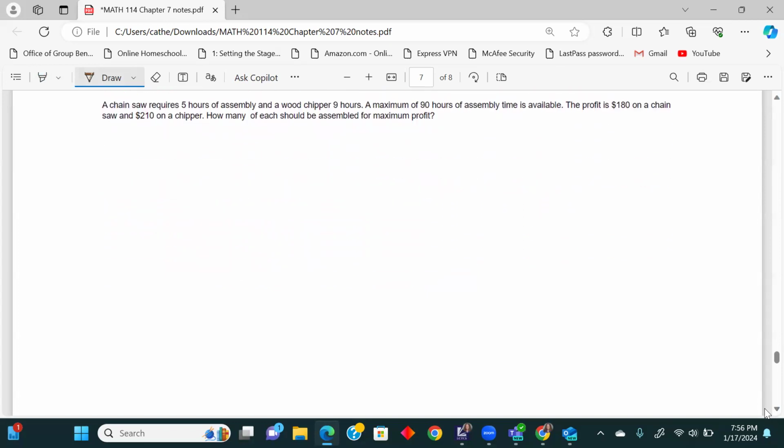All right, a chainsaw requires 5 hours of assembly, and a wood chipper requires 9 hours. And a maximum of 90 hours of assembly time is available. The profit is $180 on a chainsaw and $210 on a chipper. How many of each should be assembled for maximum profit? So we're going to let X be the chainsaw, Y be the wood chipper.